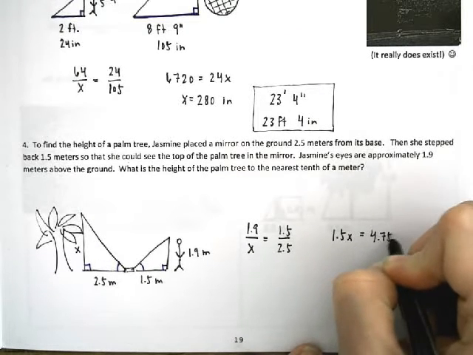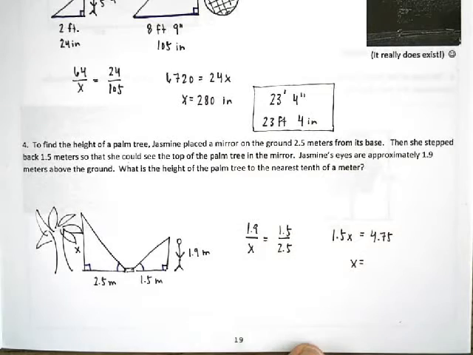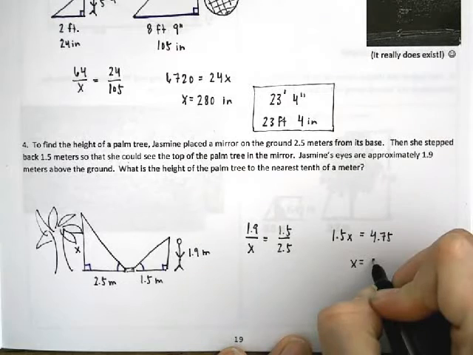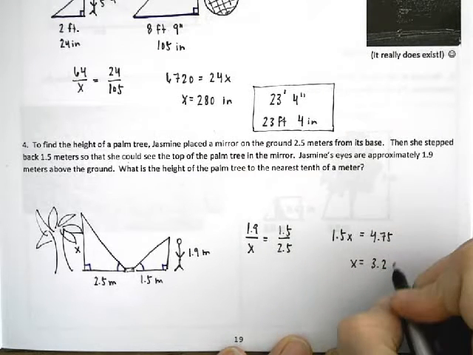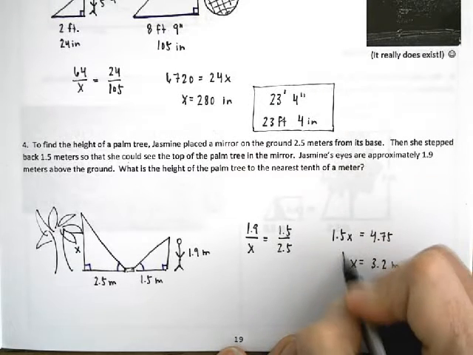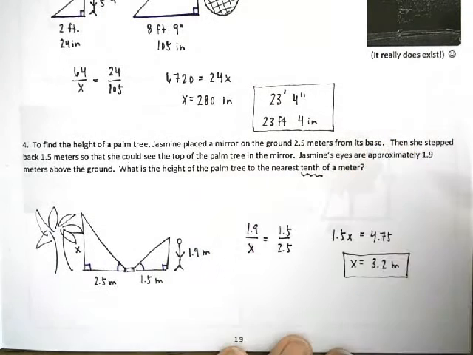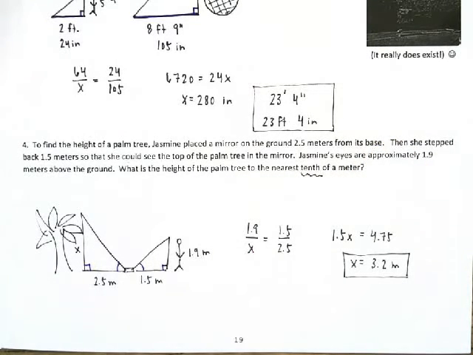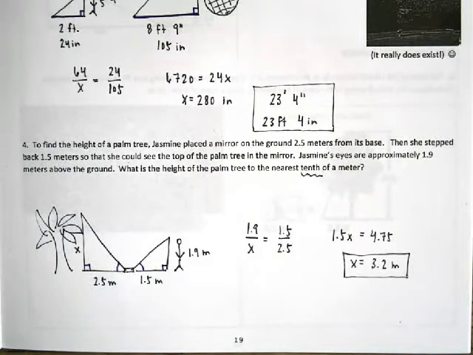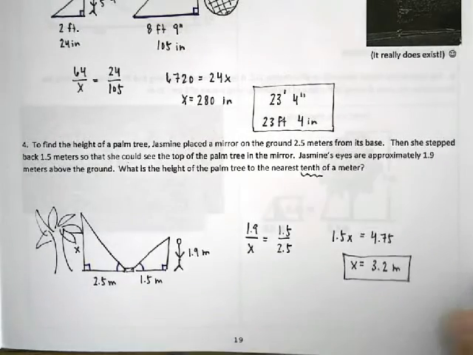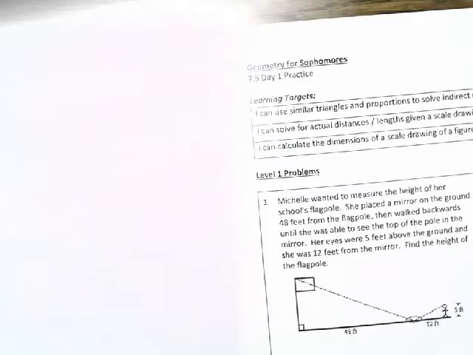So it's 4.75. And if we divide, we get approximately 3.2 meters. And again, I was careful here. It asked for the tenth of a meter, so I rounded it to the tenth. Okay, so you'll see a lot of that type of mirror problem as we go through the practice as well. All right, let's flip to the next page. We've got two more examples.